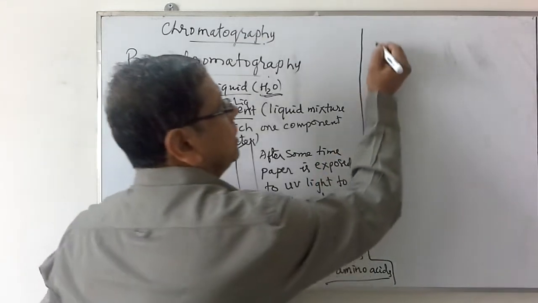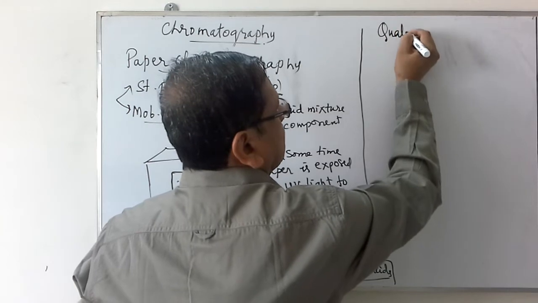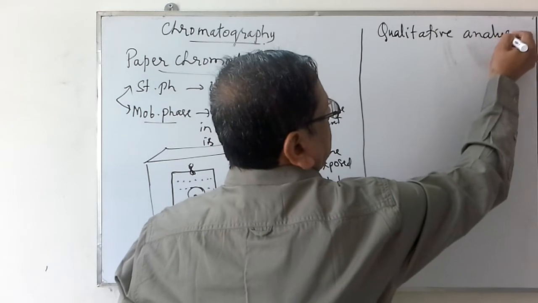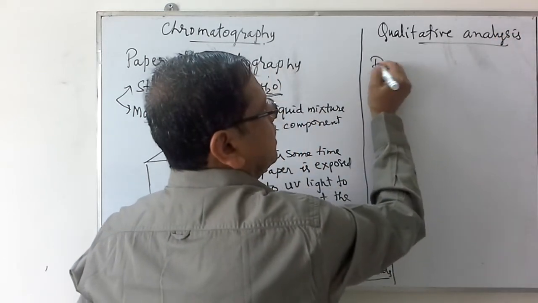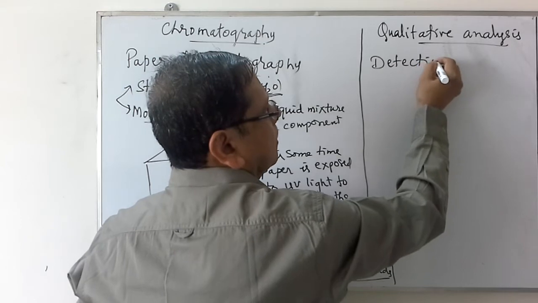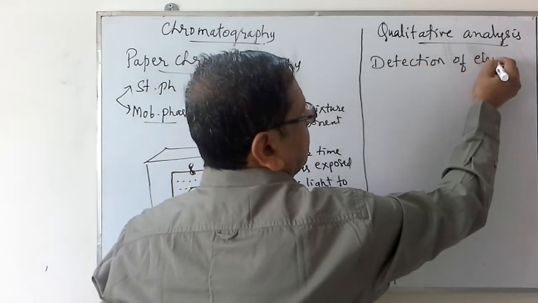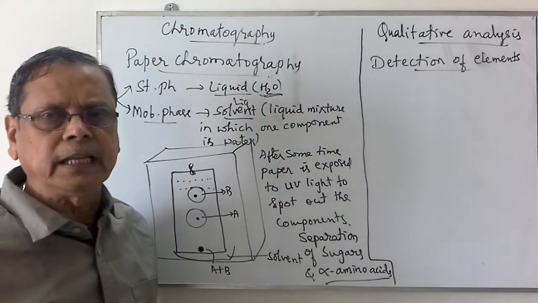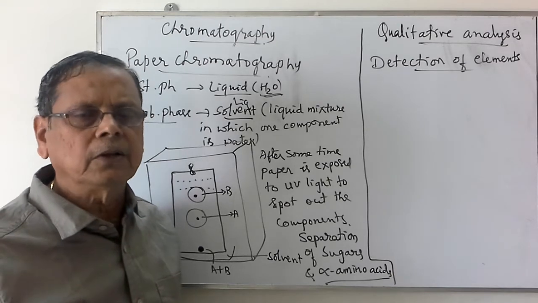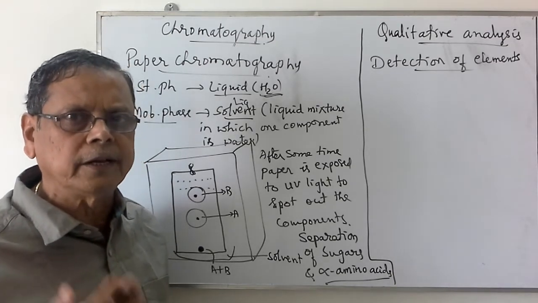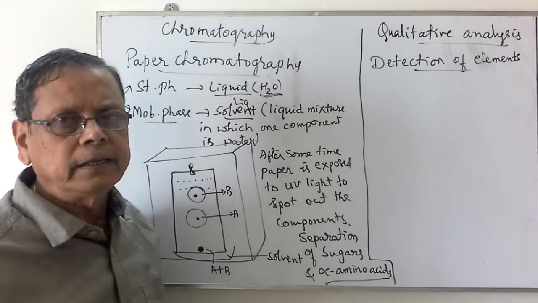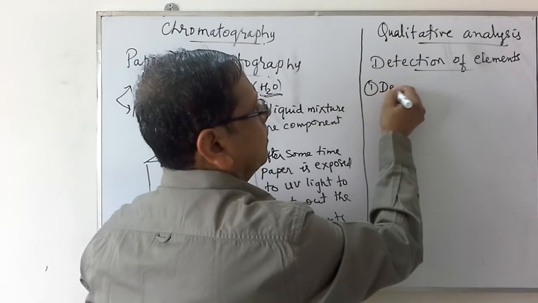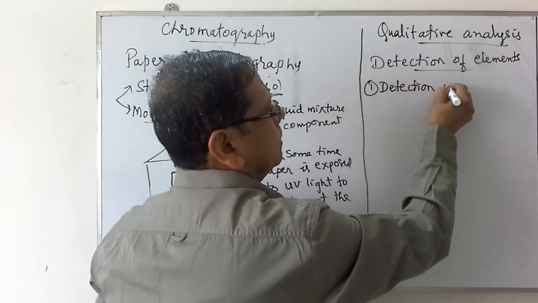So the next part is the qualitative analysis. In this qualitative analysis, we have the first part, detection of elements. When we say an organic compound, usually it is containing the carbon and hydrogen. But still, to detect whether it is a carbon compound or not, organic compound or not, we have to go for the detection of the carbon and hydrogen. So the first one is detection of carbon and hydrogen.